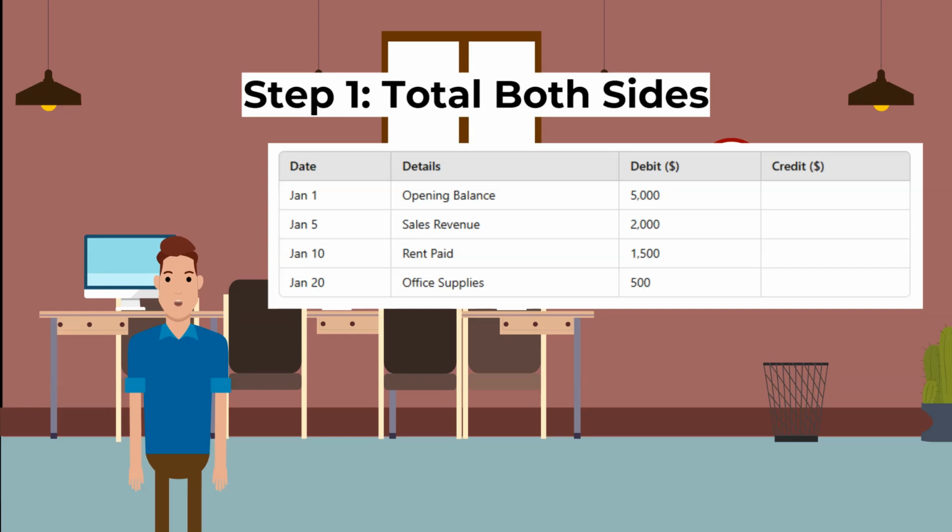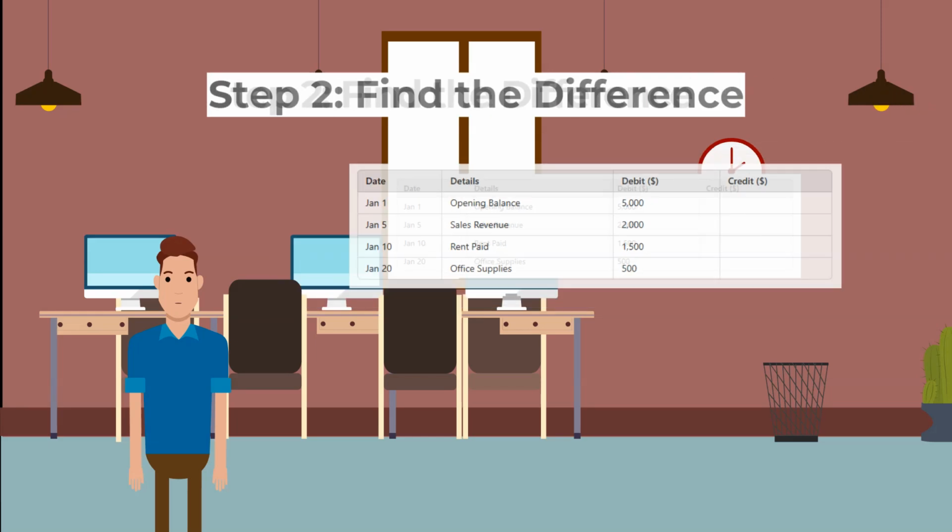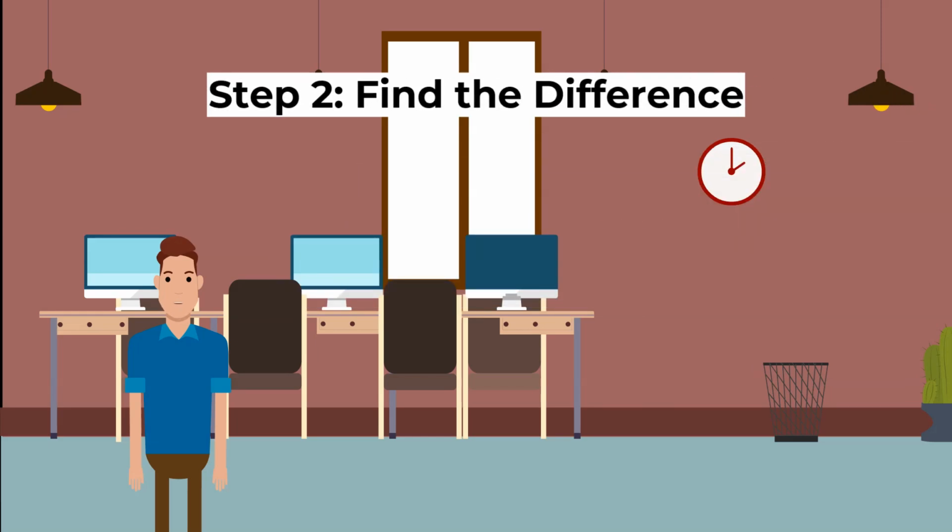In this case, the debits are as follows. Opening balance equals 5,000. Sales revenue equals 2,000. Total debit equals 7,000. Now the credits are as follows. Rent paid equals $1,500. Office supplies equals $500. Total credit equals $2,000. Next, we find the difference between the two sides.